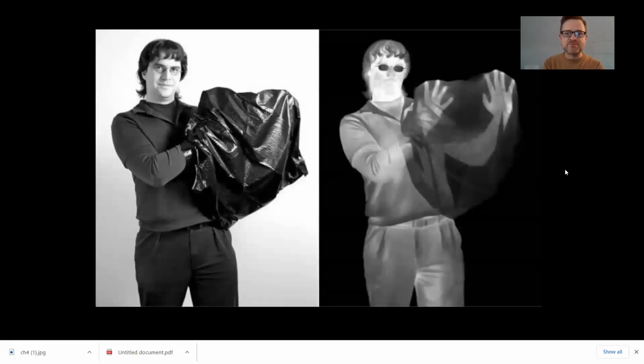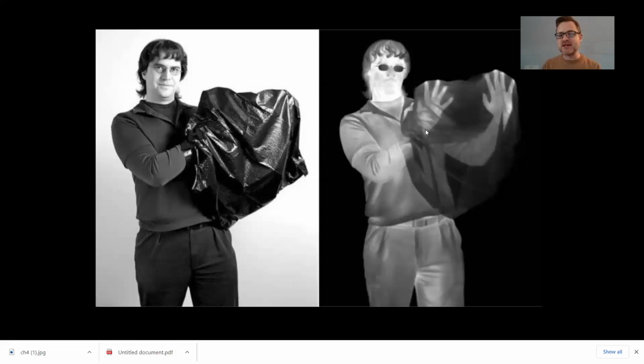This is a picture. So this is a gentleman. He's holding a trash bag. Notice he's wearing glasses. The picture on the left is a visible light picture, black and white. You can't see his hands because there's a black trash bag that blocks light, right? You can see his eyes. Now there are glasses between his eyes and the camera, but glasses don't block light. They wouldn't be good glasses to correct your vision if light can't go through them.